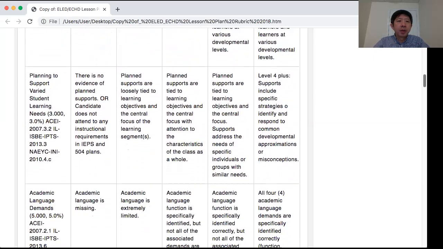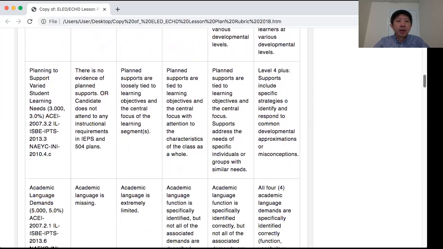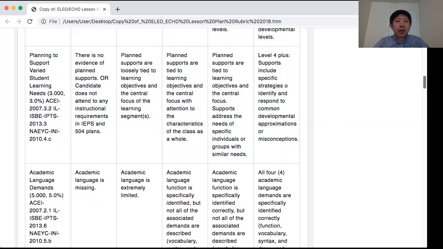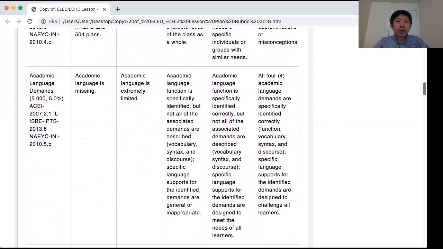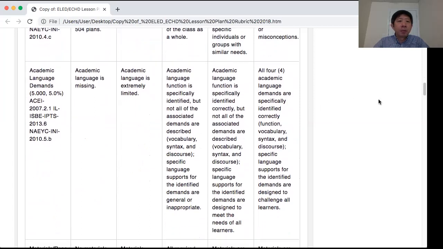Okay. And then the next is planning to support various student learning needs. Think about the diversity of students. What's your strategy for the students? For example, what about the slow learner? What about the quick learner? You have to think about this.